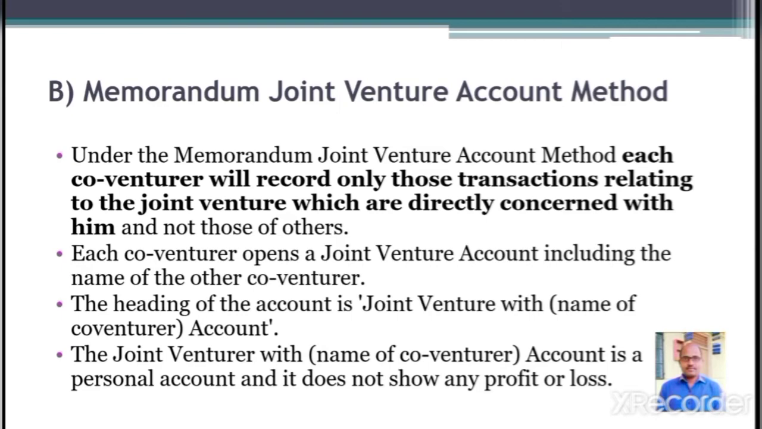related to this method. Under the memorandum joint venture account method, each co-venture will record only the transactions relating to joint venture which are directly concerned with him or her and not those of others. So under this method, each co-venture will record the transactions related to him. Each co-venture opens a joint venture account including the name of the other co-venture. The heading of the account is joint venture account with name of the co-venture account. The joint venture with name of the co-venture account is a personal account and it does not show any profit or loss.